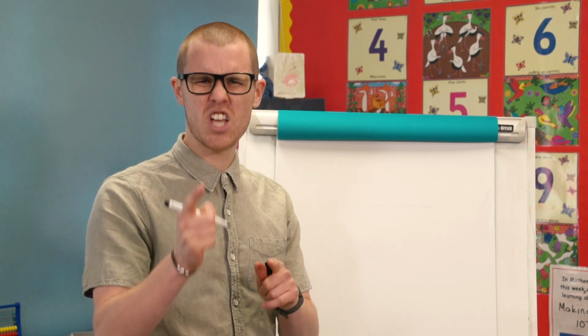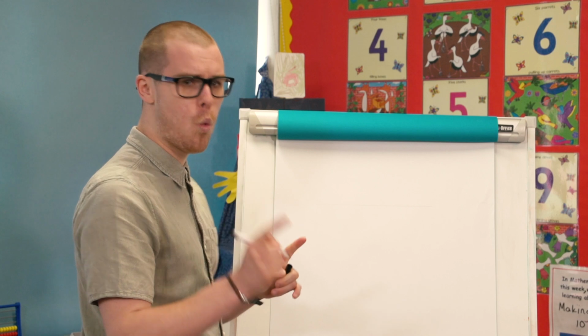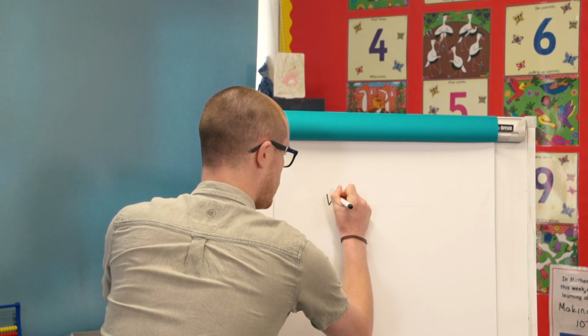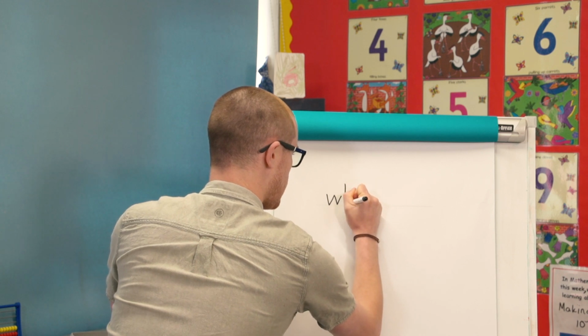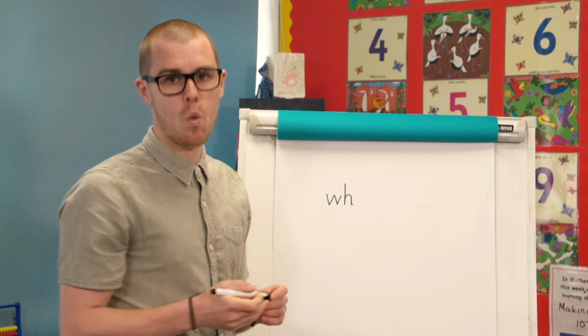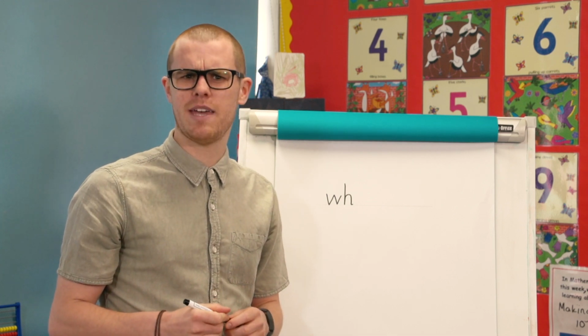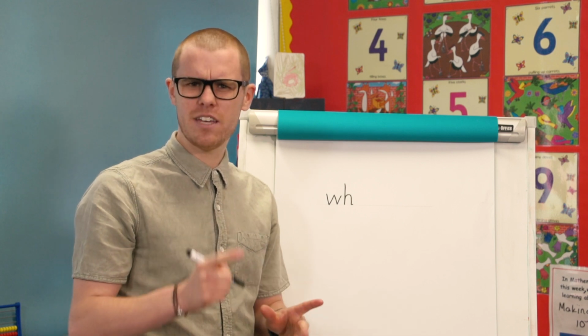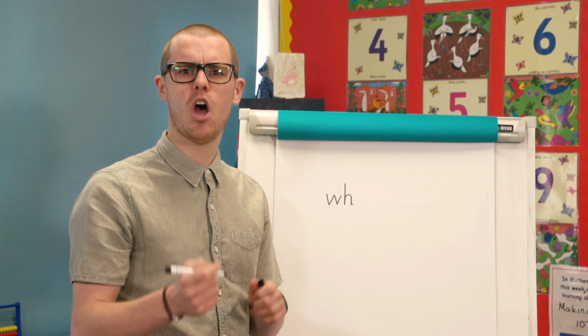Segment the sounds with me. What? W-O-T. Let's count how many sounds there are. W-O-T. That's three sounds. Watch me write what. Can you remember the first tricky bit? Yes, the first tricky bit, W and H say W. Can you remember the second tricky bit? Yes, that's right. The second tricky bit is the letter A that says o.